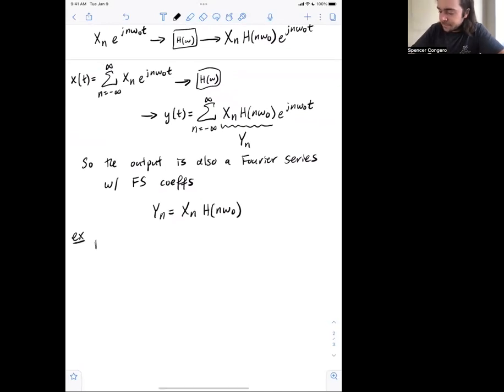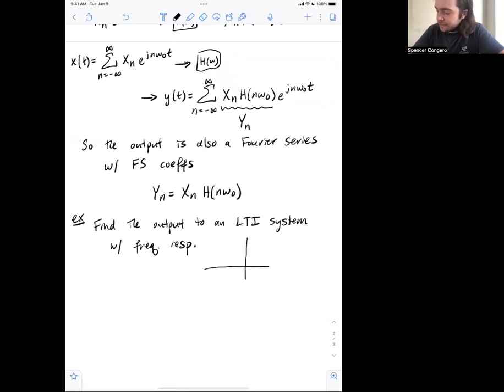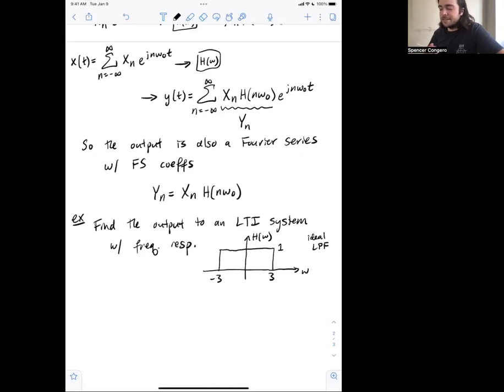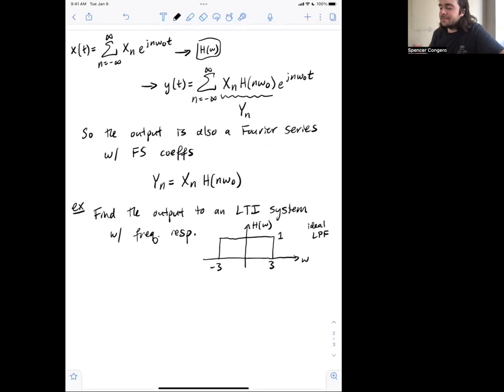All right, so let's do an example. So let's find the output to an LTI system with frequency response. And now I'm just going to draw this frequency response, and in general for an LTI system, it doesn't necessarily have to be from a circuit. What I'm going to draw is a type of frequency response we're going to see often, sort of an ideal low-pass filter, we call it. In other words, for these low frequencies, it equals 1, and then after a certain point, I'll label these as -3 and 3, the frequency response goes to 0. Okay, so the frequency response only ever equals 1 or 0. This is known as an ideal low-pass filter. We're going to see things like this a lot in this class. So I'm just saying that this is the frequency response of some LTI system.